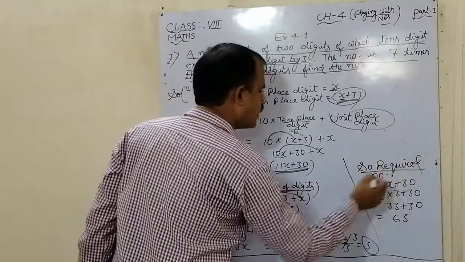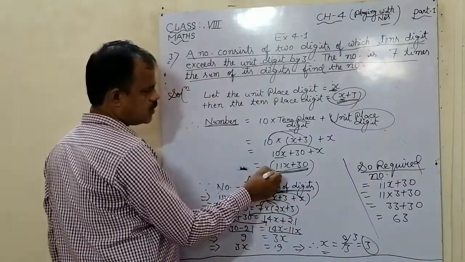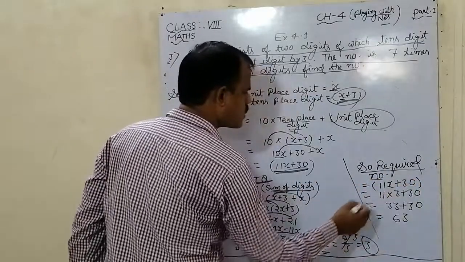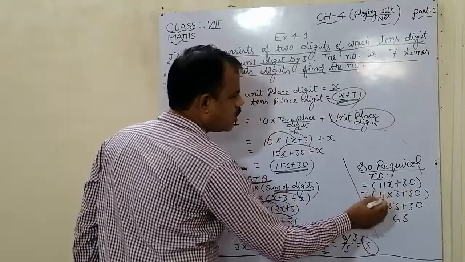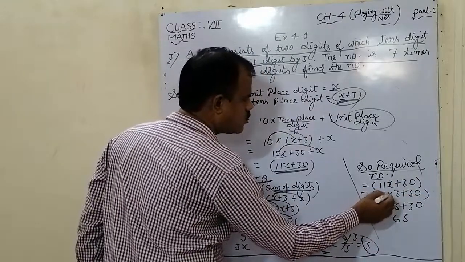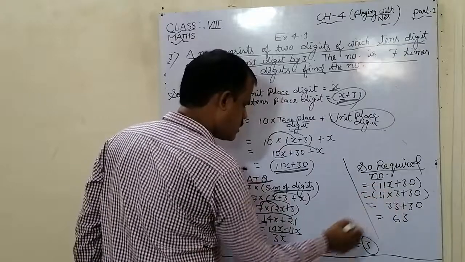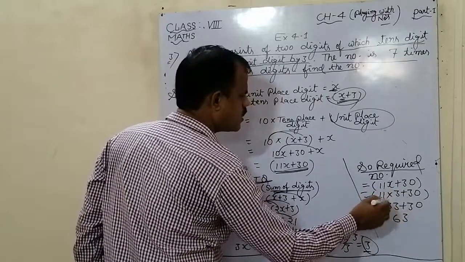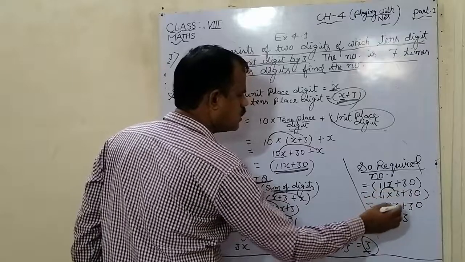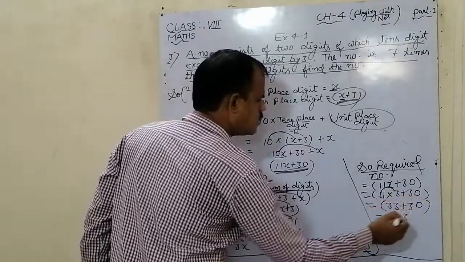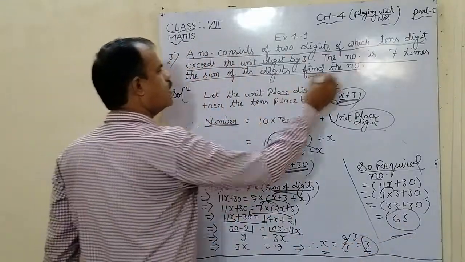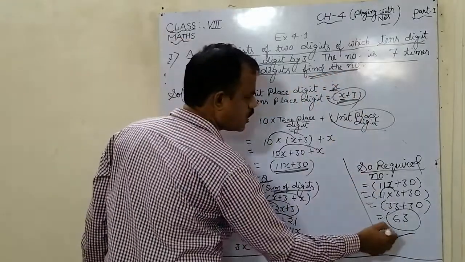Now the required number, our number is this 11x plus 30. So we write 11x plus 30. Put here the value of x. So it becomes 11 into x, means the value of x is 3, 11 into 3 plus 30. 11 into 3, 33 plus 30. 33 plus 30 becomes 63. So the required number is 63.